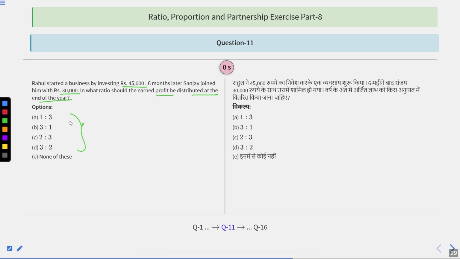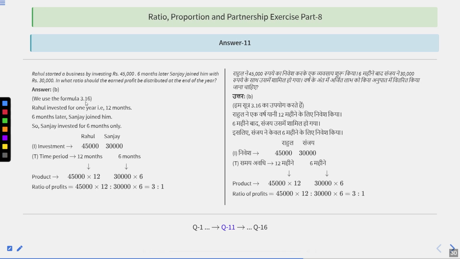Time's up. Let's see the solution. So, we use the formula 3.16. Rahul invested for 1 year, that is 12 months. 6 months later, Sanjay joined him, so Sanjay invested for only 6 months. Investment by Rahul is 45,000, investment by Sanjay is 30,000, and the time periods are 12 months and 6 months.